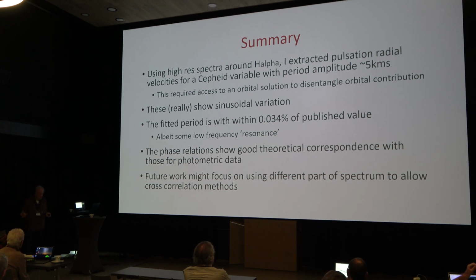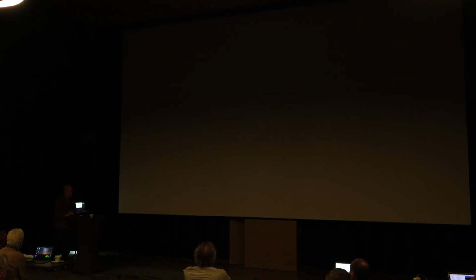I suspect that I should be able to increase the accuracy of the period determination and so on beyond even what I've shown here. But given the methods I've got here of just using the hydrogen alpha lines and so on, this is about as good as it gets. Okay, that's it. Thanks so much.